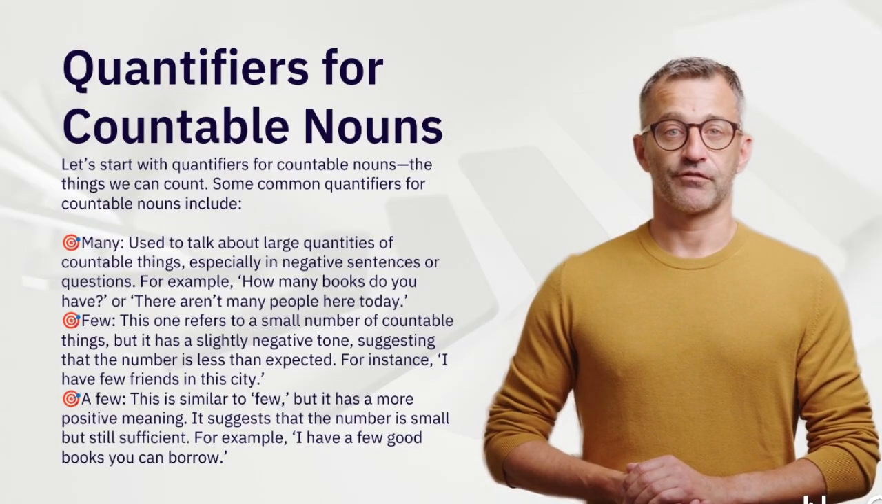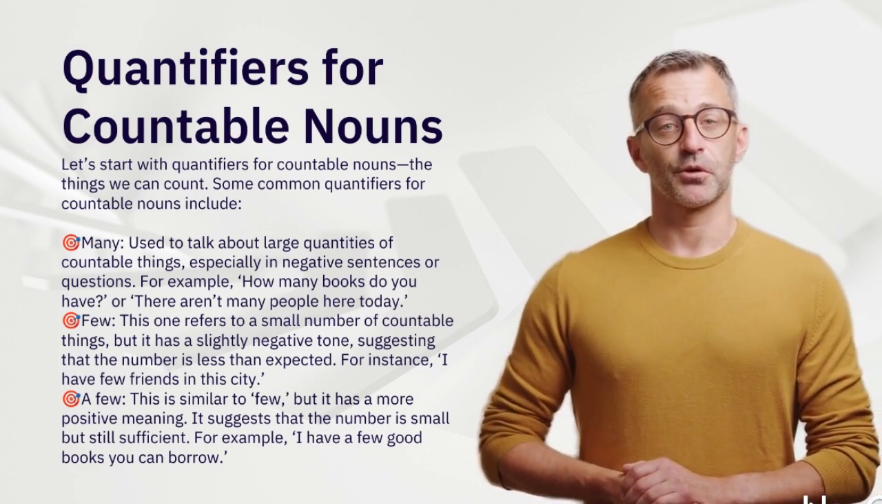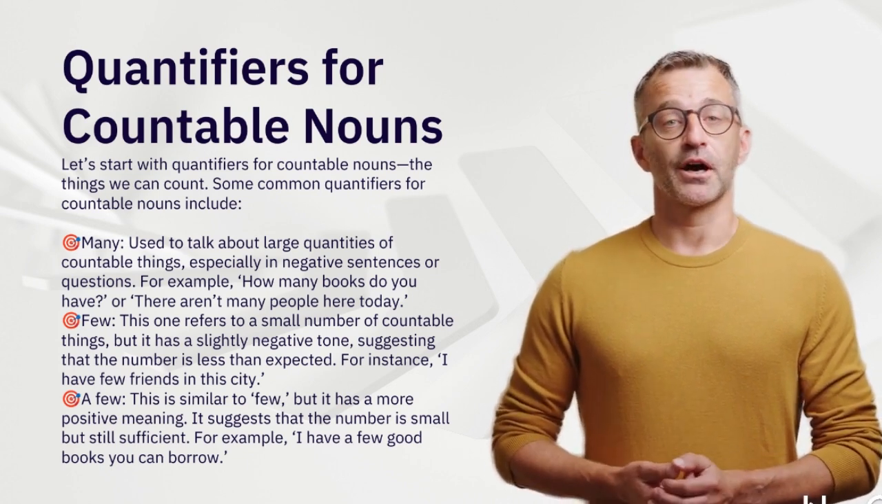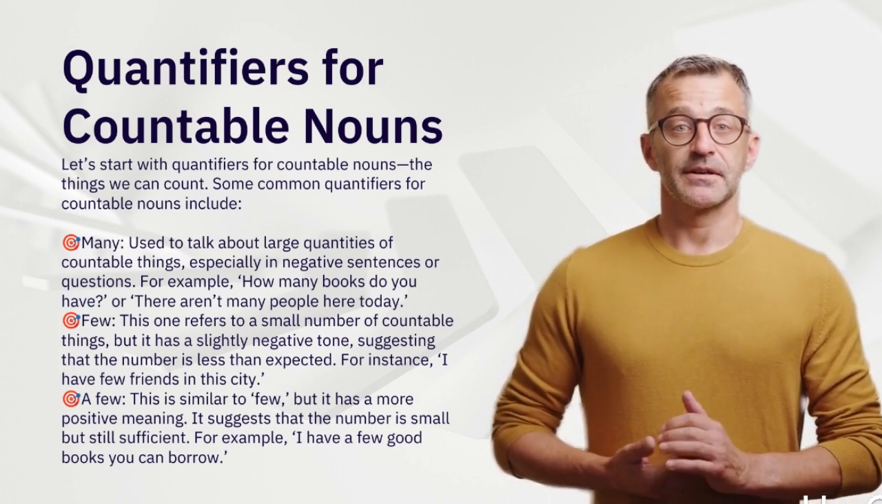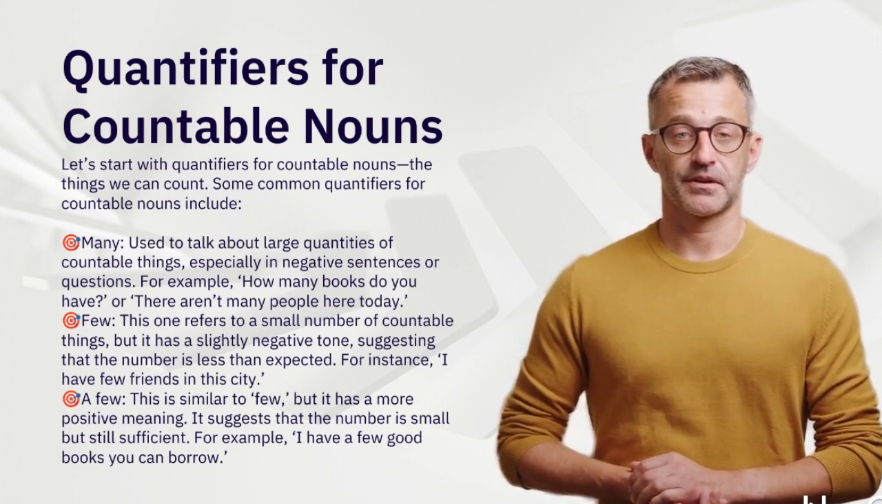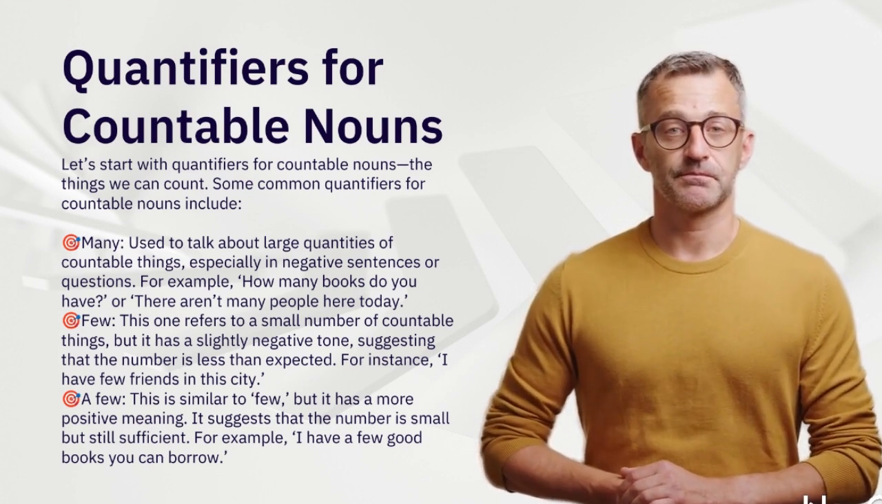Let's start with quantifiers for countable nouns, the things we can count. Some common quantifiers for countable nouns include many, used to talk about large quantities of countable things, especially in negative sentences or questions. For example, how many books do you have? Or, there aren't many people here today.